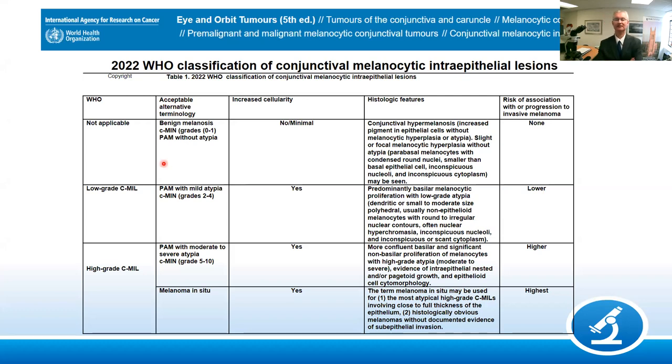This is from the recent 2022 WHO classification. I applaud the WHO and the authors of this chapter for really simplifying how we interpret these lesions now, based on the cellularity and histologic features and the risk of progression to invasive melanoma. Again, if you were at the USCAP Companion Society, this was nicely discussed in detail. And I recommend next time you get a pigmented conjunctival lesion, you refer to this chart and it'll make your life simple.